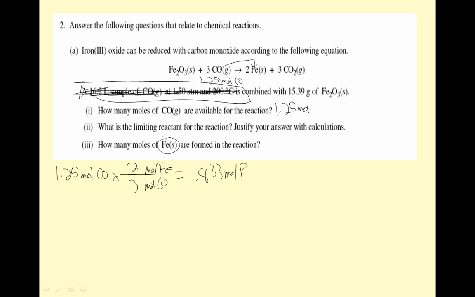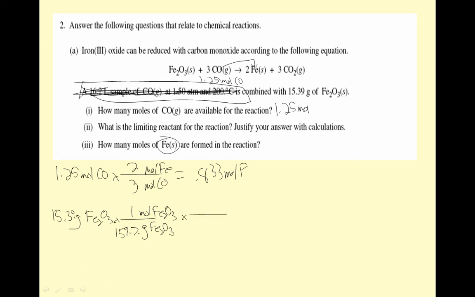Now if I have 15.39 grams of Fe2O3, this time I do have to go through grams because I'm in grams. Grams Fe2O3 to moles Fe2O3. 1 mole. So iron is 55.85 times 2. And then each oxygen is 16, so plus 48, which gives 159.7.